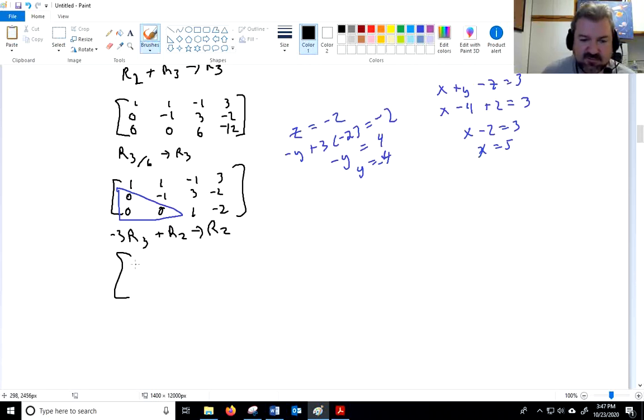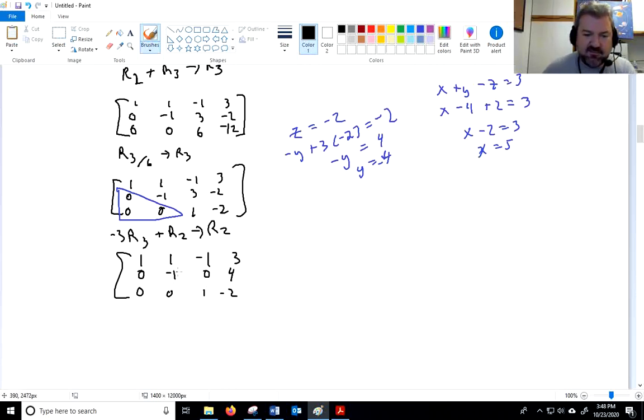So this becomes, I'm going to leave the first one alone. 1, 1, negative 1, 3. All right, negative 3 times 0 plus 0 is 0. We're storing in row 2. You can go ahead and write down row 3 if you want, because we are not changing it. Negative 3 times 0 is 0, plus a negative 1 is a negative 1. Negative 3 times 1, negative 3 plus 3 is 0. Then that makes that 6 minus 2 is 4.